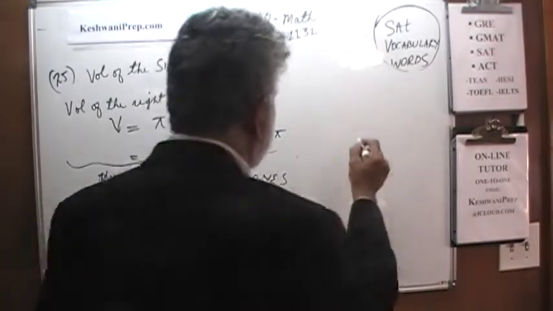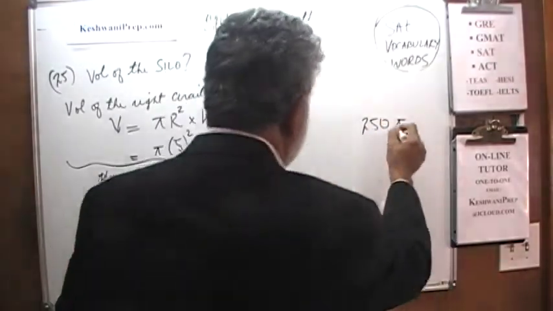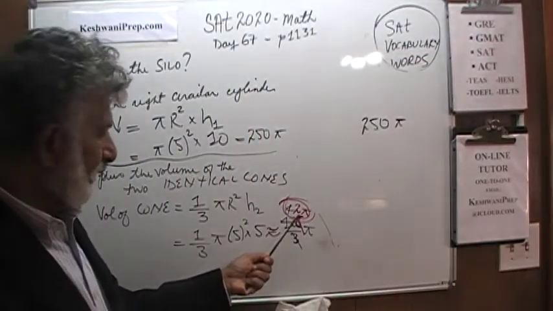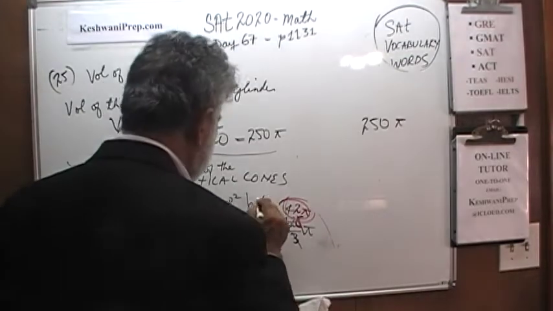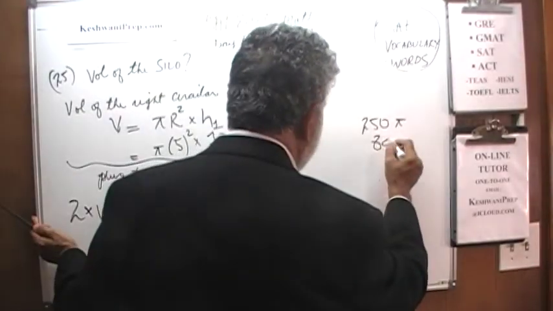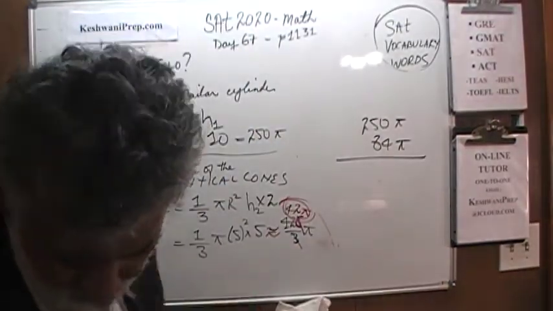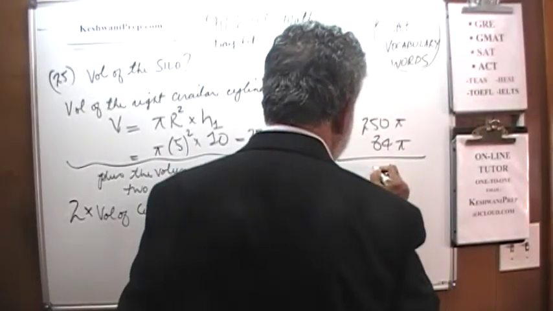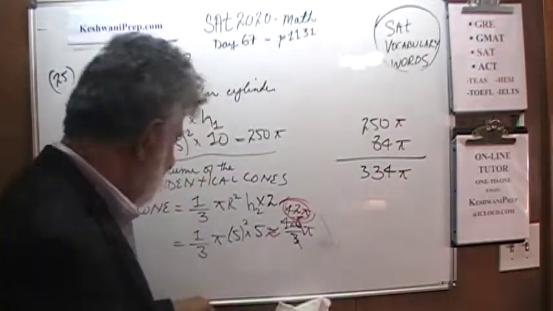So we have 250 pi here. And we have 42 here. 42 times 2 is 84. We have to have 2 of them. It's 84 pi. Okay, stay with me. 84 pi. So we end up with 4, 5 plus 8 is 13. 334 pi.